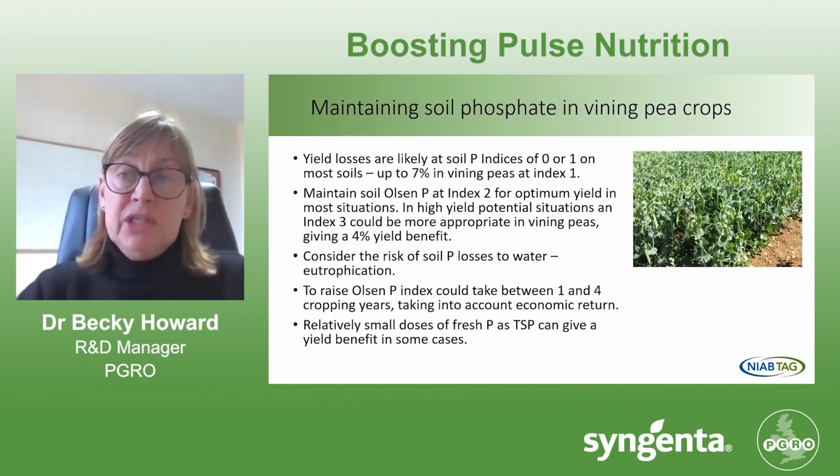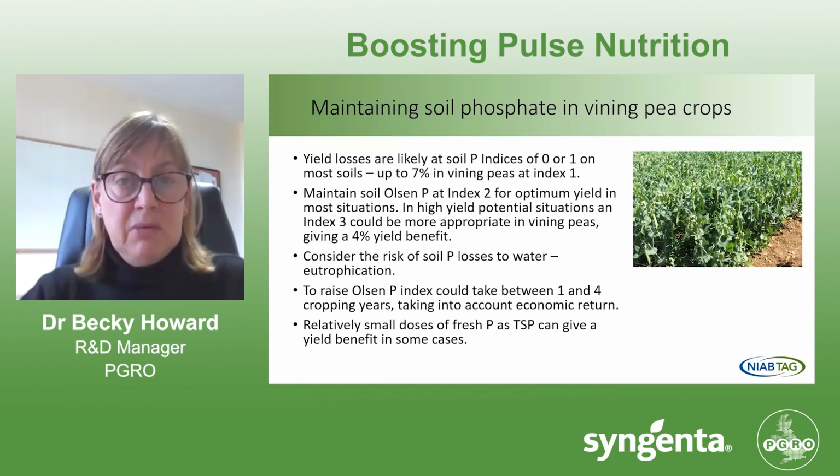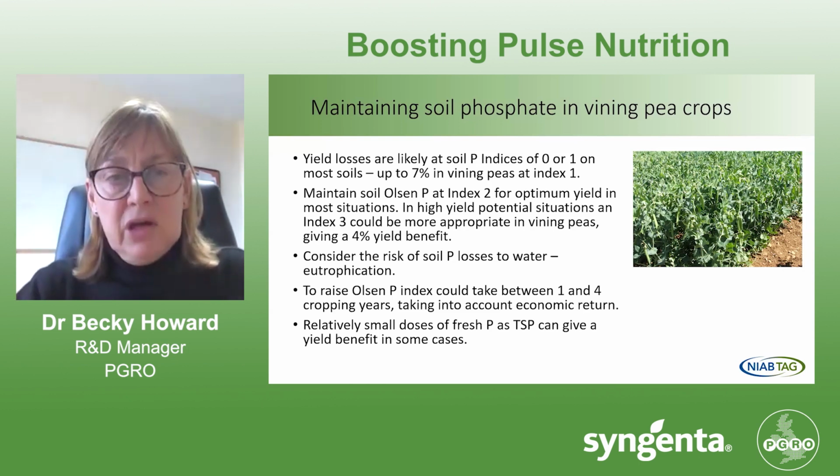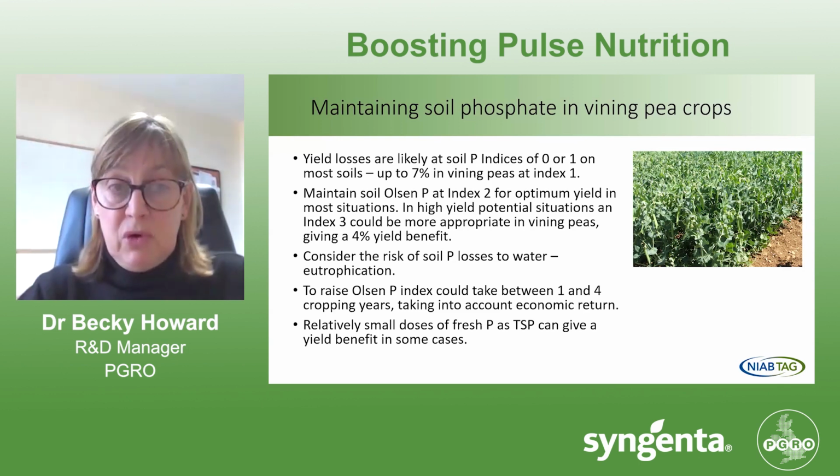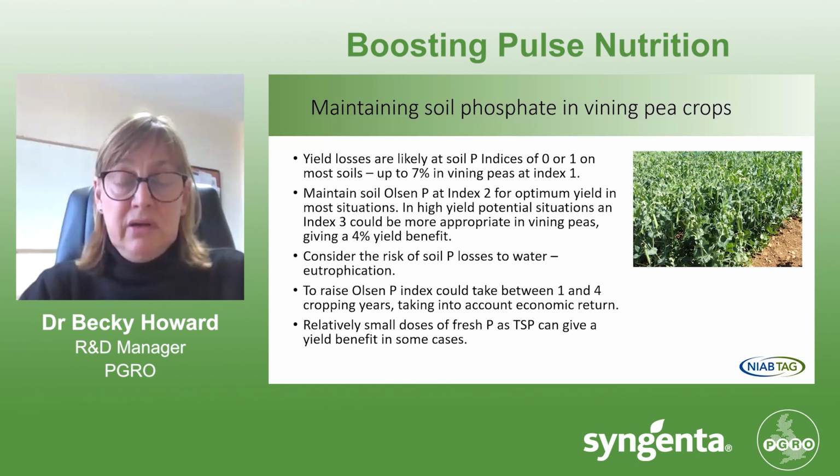So what we found from the project overall is that we are highly likely to see yield losses at soil P indices of 0 or 1, and that was up to about 7% in vining peas at an index 1 compared to 2. So the general recommendation from that project was to maintain soil Olsen P at index 2 for optimum yield in most situations. In vining peas, particularly in high yield potential situations, we did find that an index 3 could be more appropriate, giving us an additional benefit.